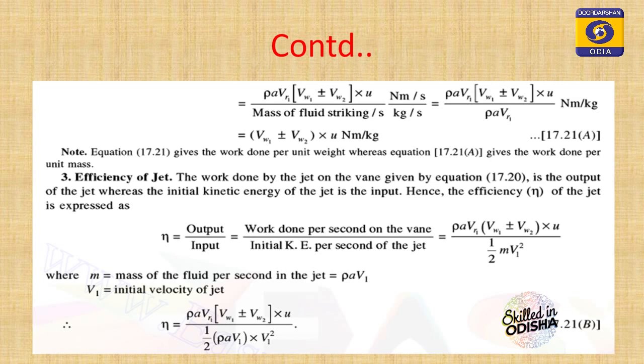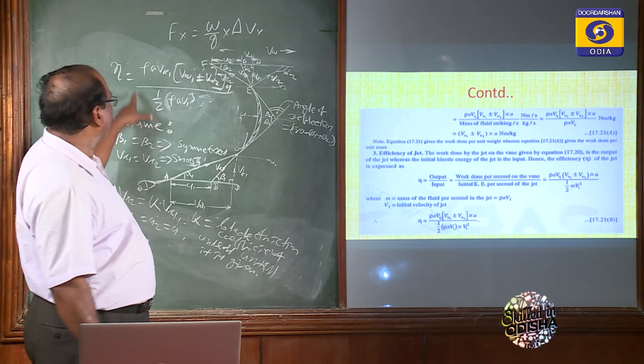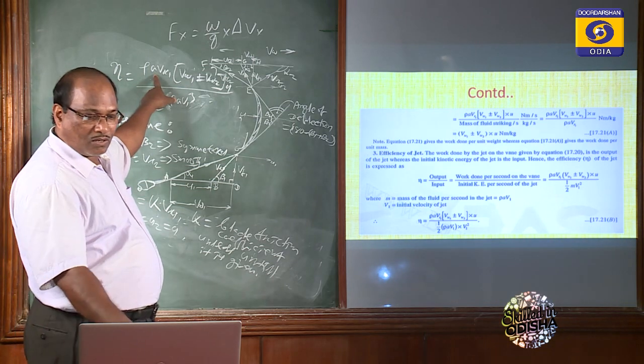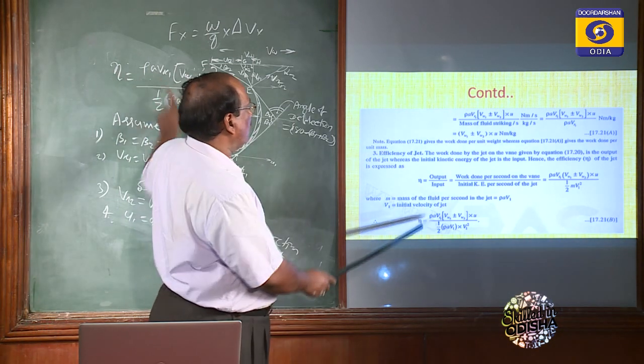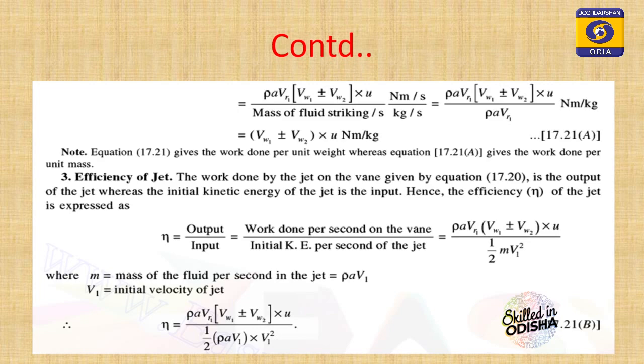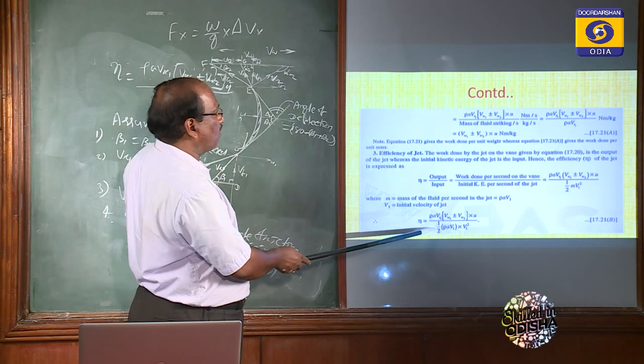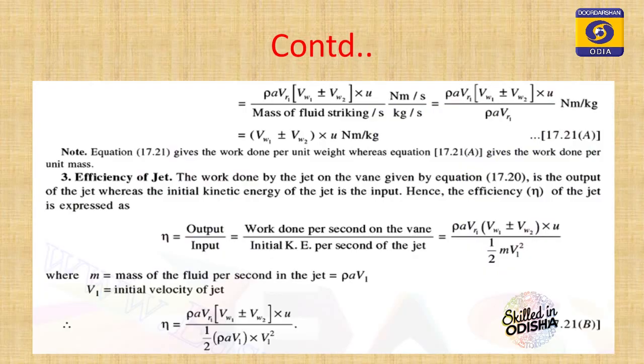So the last formula is efficiency. Rho A VR1 (VW1 plus or minus VW2) into U, whole divided by half rho A V1 square, V1 Q.